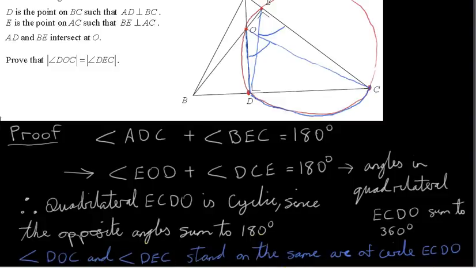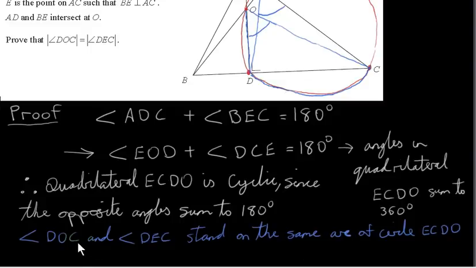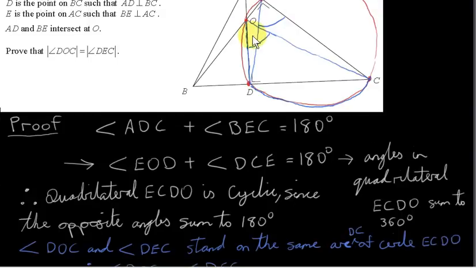So we just use the fact then that, well, two angles standing on the same arc are equal. That's all you have to say. Just state that they stand on the same arc. Well, you could indicate the arc on the diagram, or you could just call the arc DC. Just mention the circle. And that's the end of the proof.